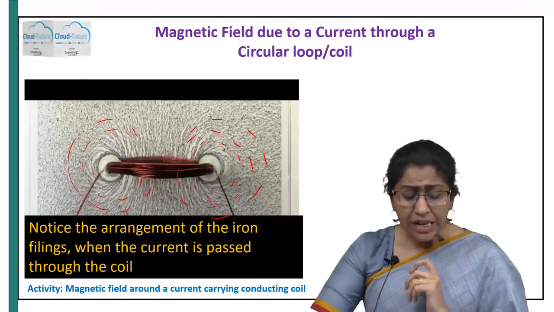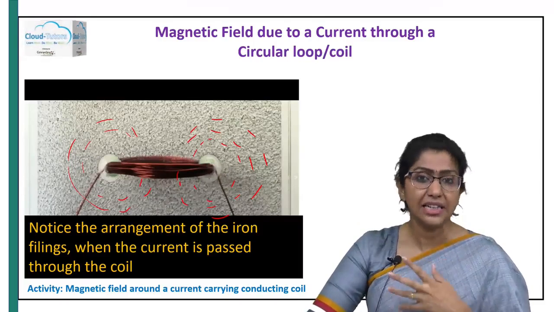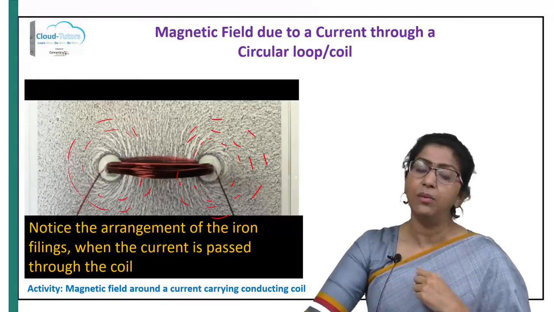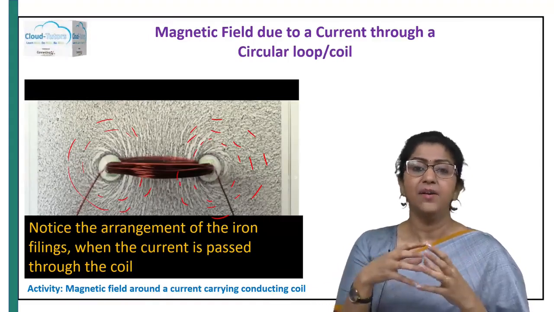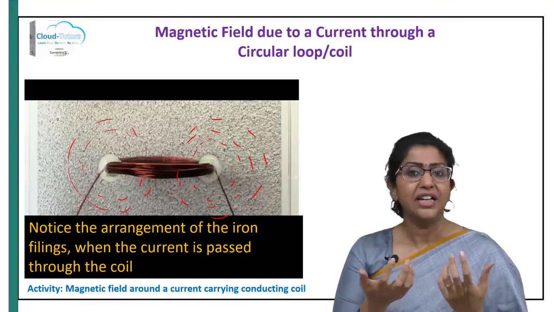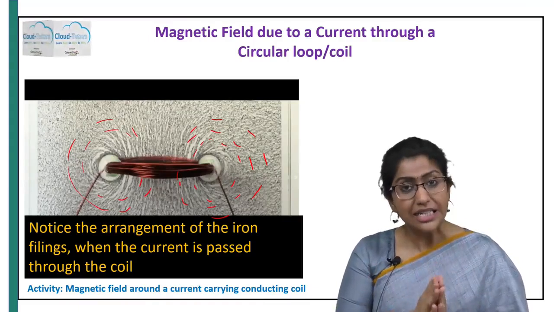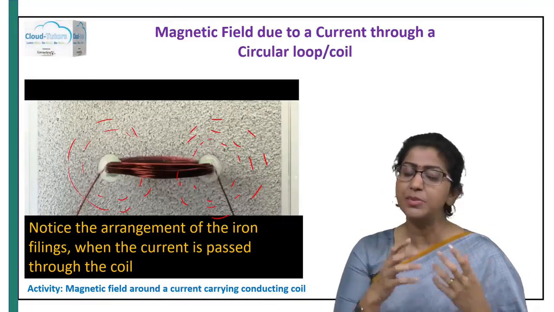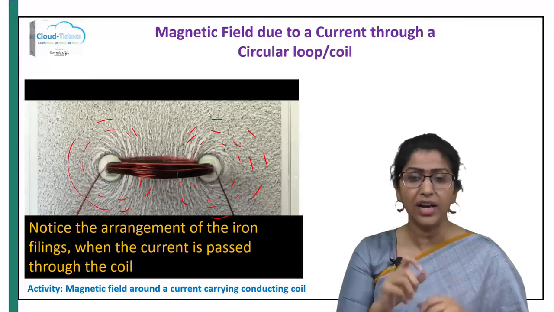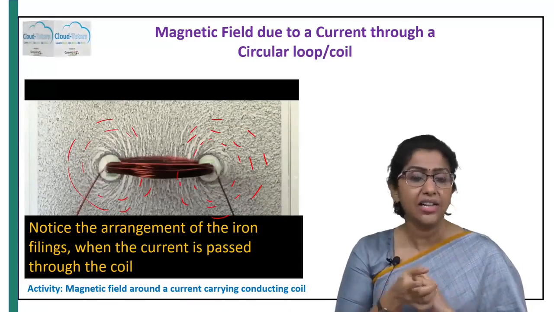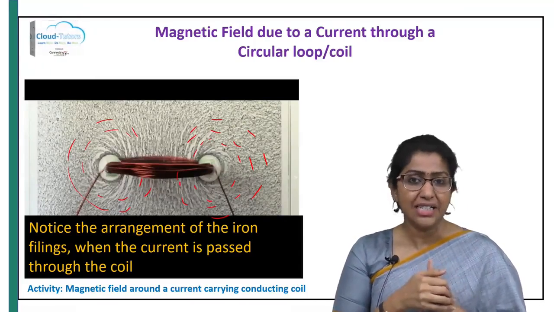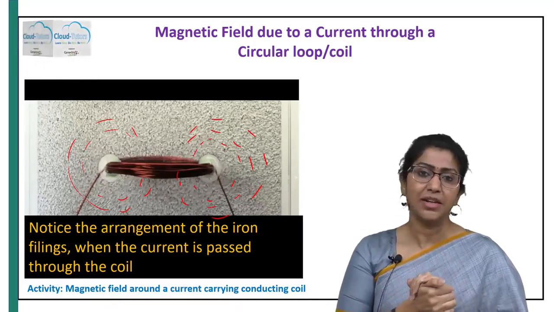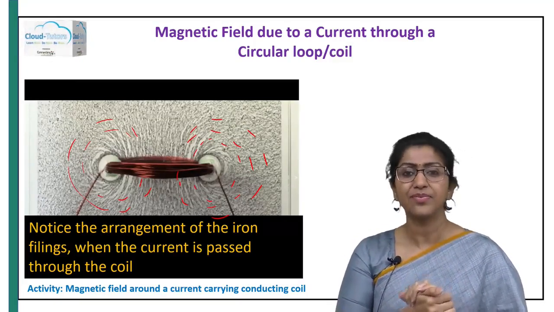Alright. Now, in order to understand this better, let's look at one very simple experiment and see that there is definitely a magnetic field induced around this coil. And when we reverse the direction of the electric current, what happens to it? How differently does it behave? Let's look at this experiment and come back and discuss more.